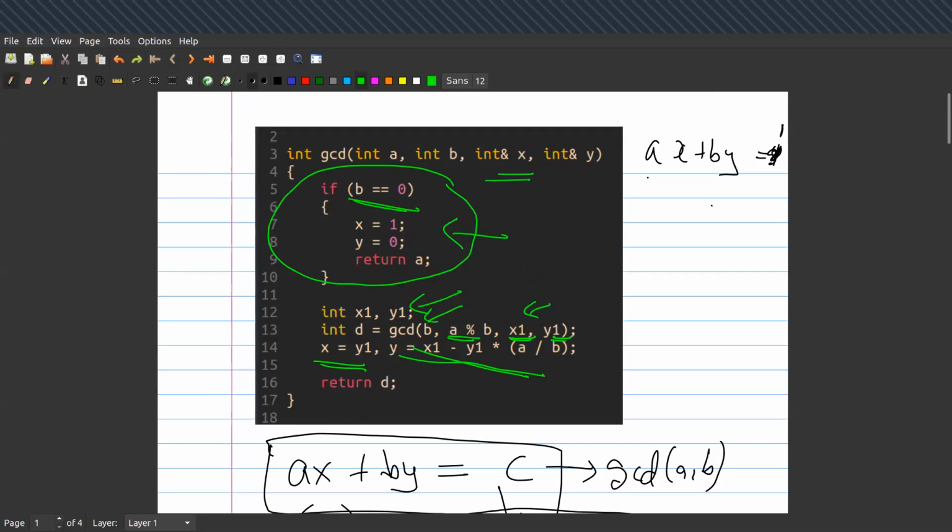Also, Aditya again asked a question: is a Diophantine equation the same as Euclid's? No. So what is Diophantine? What Amul was talking about was a linear Diophantine equation, which is of the form ax plus by is equal to c. Any equation of such form is called a Diophantine equation. To solve a Diophantine equation computationally, you use the extended GCD algorithm. That is what Amul meant.